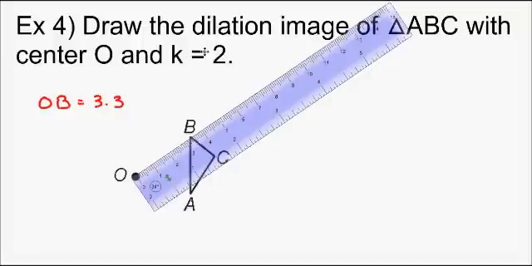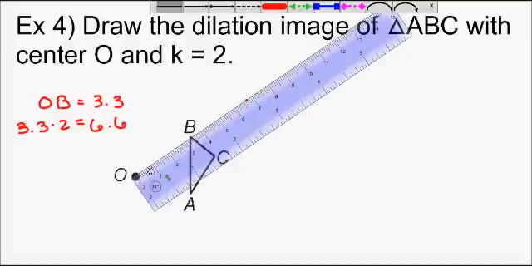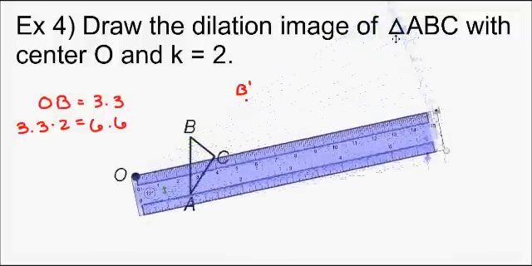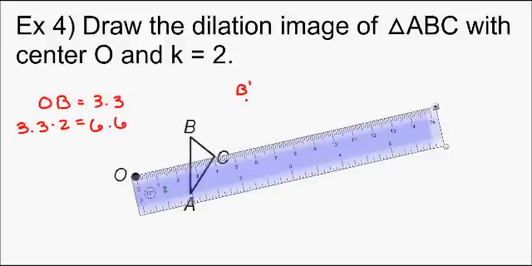Since K is 2, I'm going to multiply this by 2, so 3.3 times 2 gives me 6.6. And now I'm going to draw a segment that is 6.6 centimeters long. So that's right there. That's just my B prime. You could connect it with a line segment if you weren't sure of your placement. That's B prime. Okay. Next, I'm going to rotate my ruler down to C. And I can see that from O to C, that's about 4 centimeters. So OC is 4 centimeters. So I'm going to say 4 times 2, again, this is my K, gives me 8 centimeters. And I'm going to put a point at 8. So this is C prime.